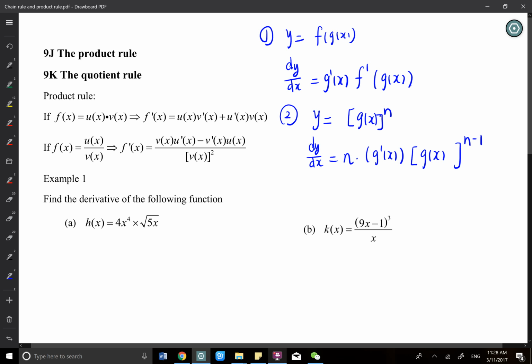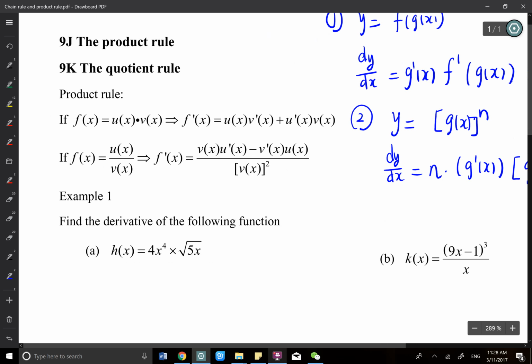Then we talk about the product rule. The product rule is when you have two functions multiplied together. For example, we have x plus 1 times 2x plus 3. What we did before is expand that quadratic and then derive from that. But now we can derive it directly by using the product rule formula. So what is the product rule? If we have u(x) times v(x), then the derivative is: you remain the u(x) and derive v(x), and then you remain the v(x) and derive the u(x), and then you add them.